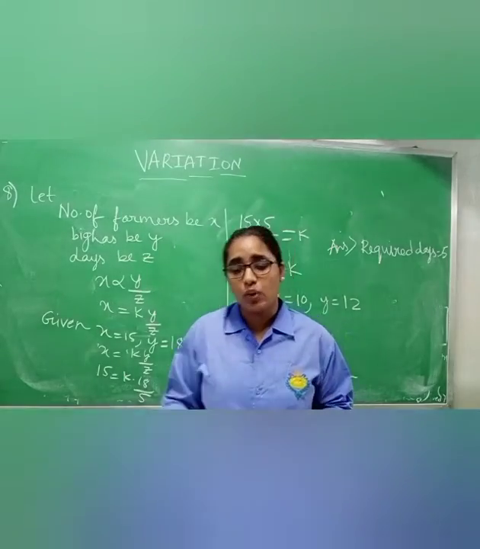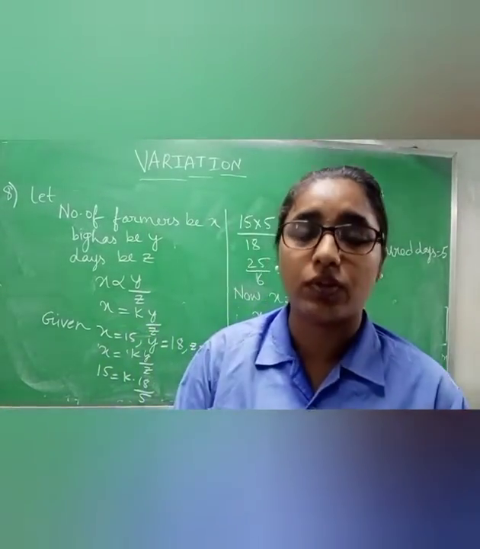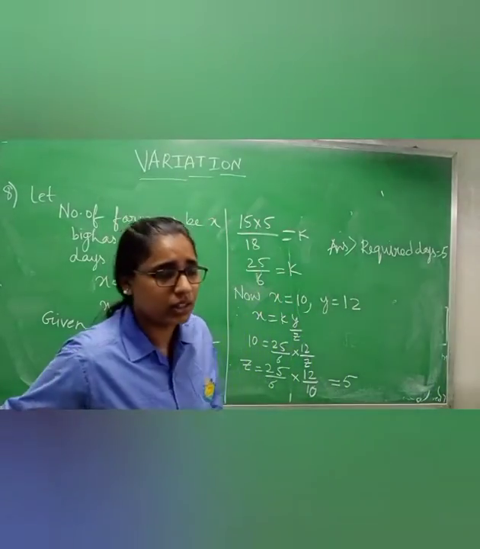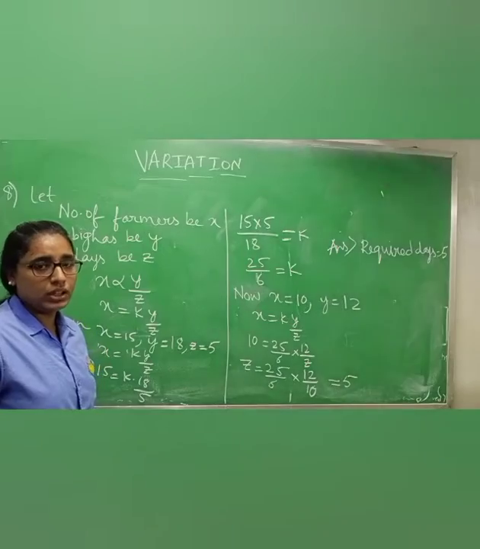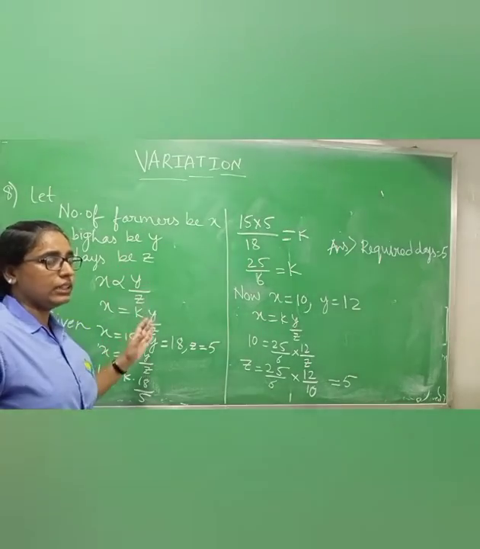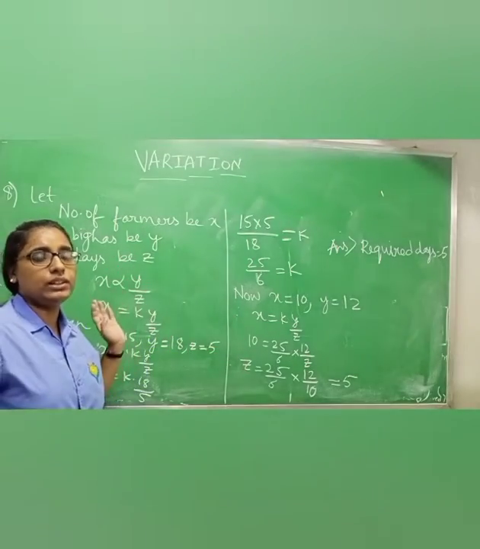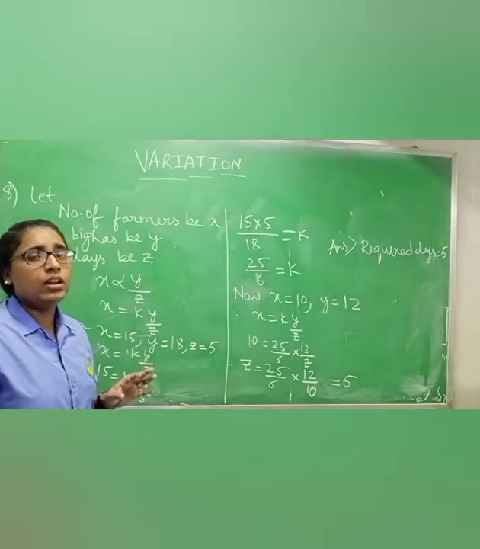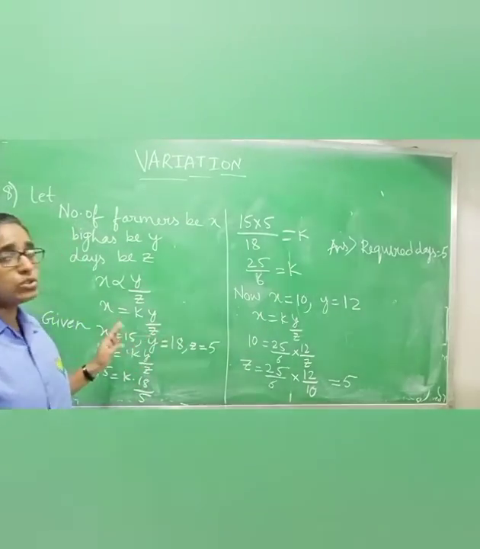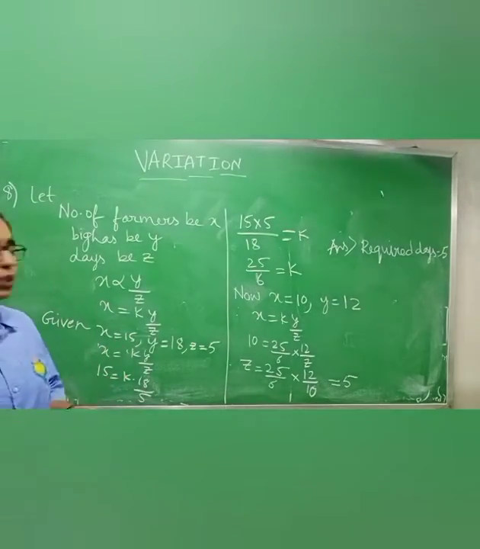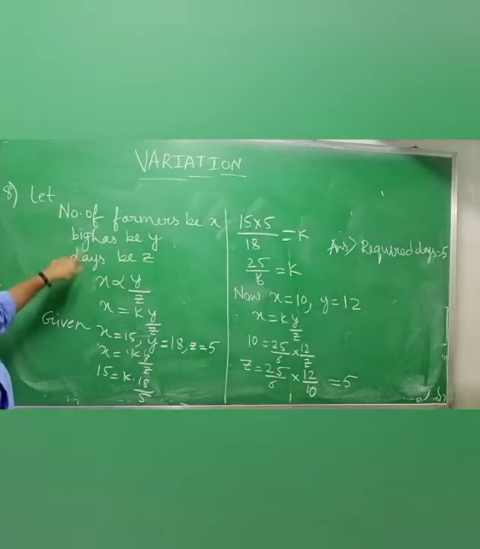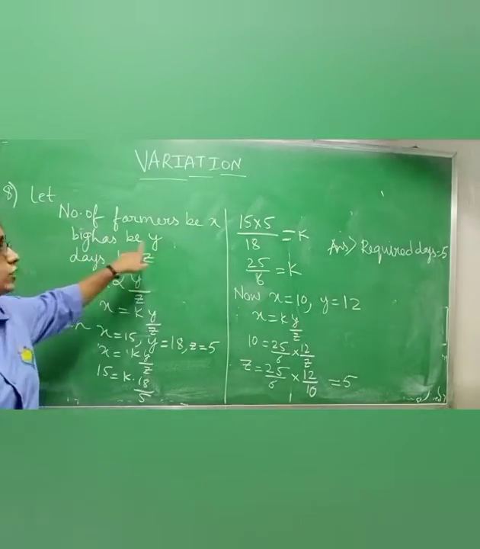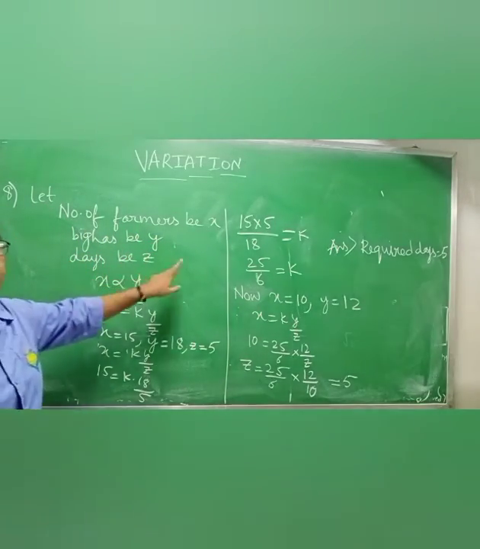First of all, you have to know what is the relationship between farmers, bighas and days. I think in class 7 or 8 you have already done this relation: if this one will increase, this one will decrease, or if this one will decrease, this one will also decrease. But again I am explaining. Three things are given to you: farmers, bighas and days. So let the number of farmers be x, bighas be y and days be z.